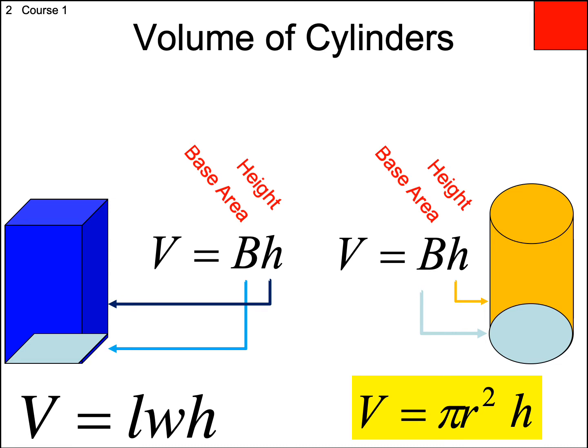Pi is approximately 3.14. The radius squared doesn't mean r times 2, that means r written twice, and then the height is the height. So to do this formula, you need the radius and the height.